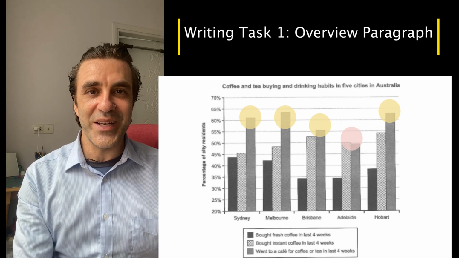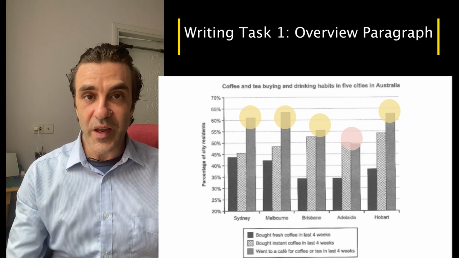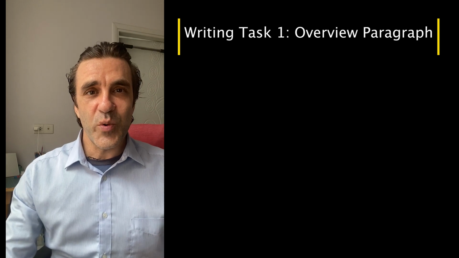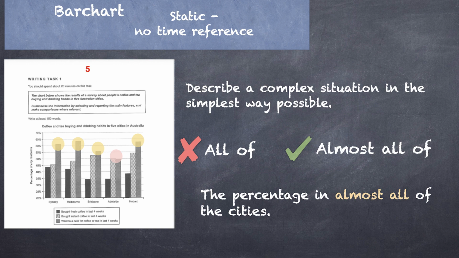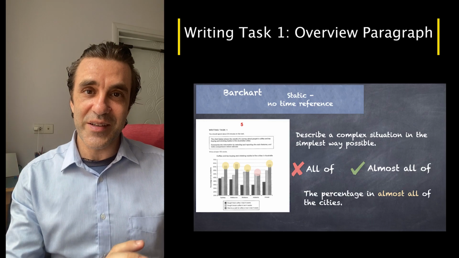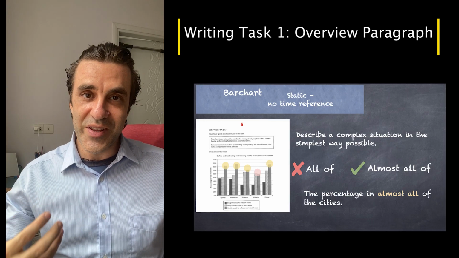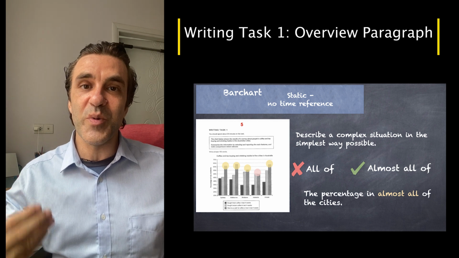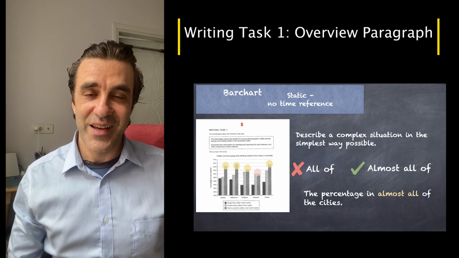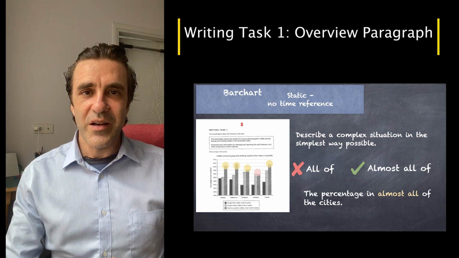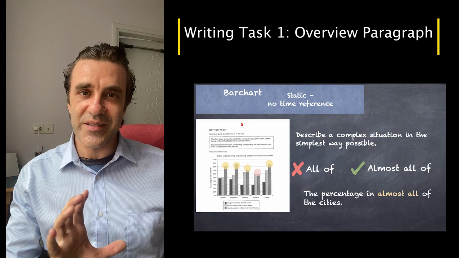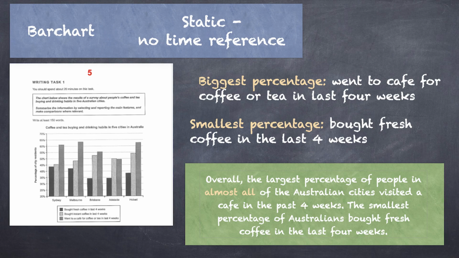So does that mean we need to throw away the trend? It could. But again, we have a complexity. And what the IELTS exam wants to see is, how do you handle complexity? What language do you have to handle that complexity? And I would simply look at this and say, well, going to the cafe was the most popular for almost all of the cities. I'll mention that in my overview, and then I'll describe it in more detail in the body. So the overview for the static chart would look like this.